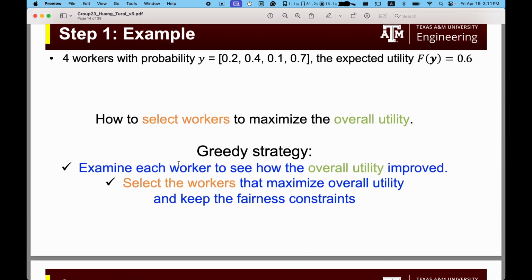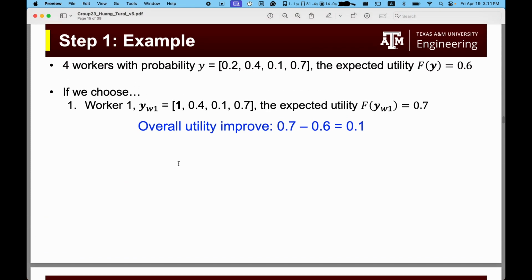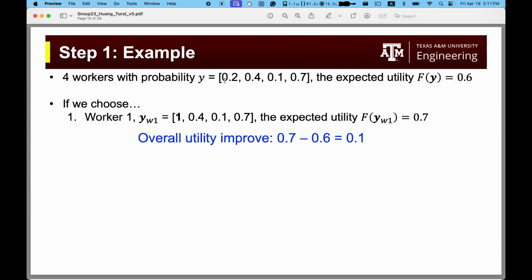First, we examine each worker to see how the overall utility improves. Then, based on this, we can select the worker that maximizes the overall utility and also keeps the fairness constraint. Here is the example. Suppose we already have this probability sequence. The next step is, if we choose worker 1, which means worker 1 has probability 1, then we can compute the expected utility value, for example 0.7. So what is the meaning of these 2 values? It means if we choose worker 1, the overall utility improves by 0.1.